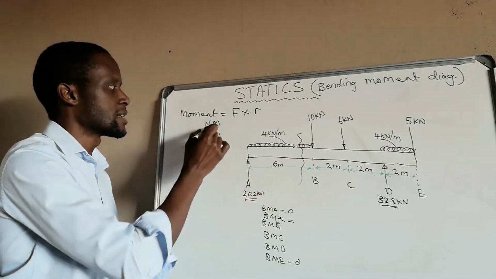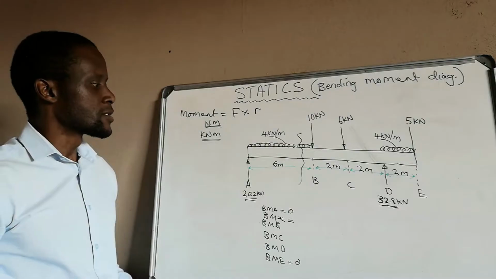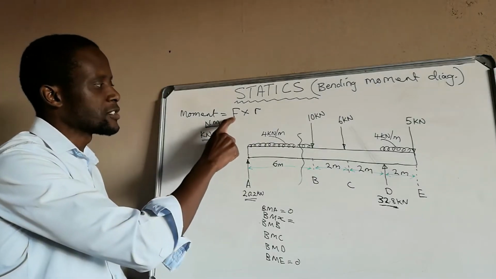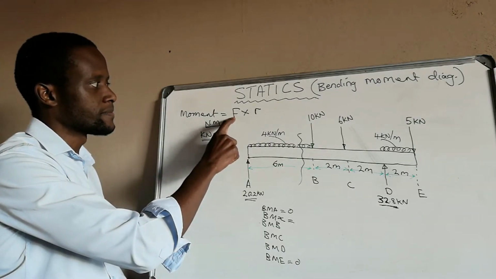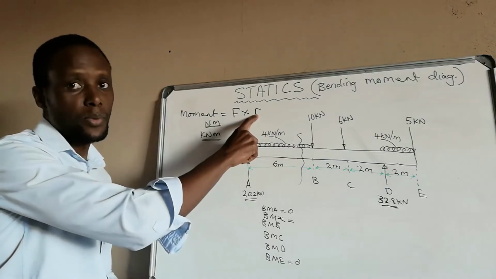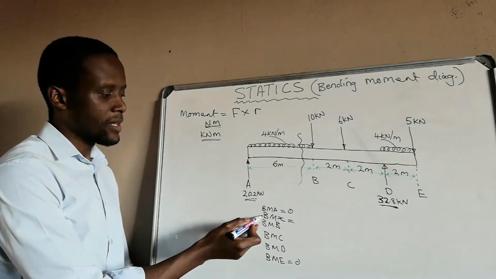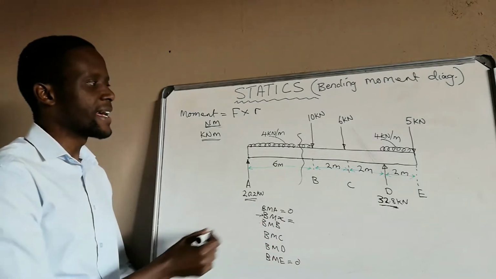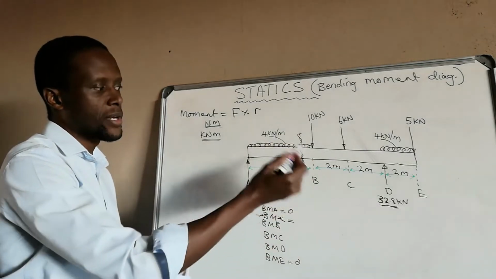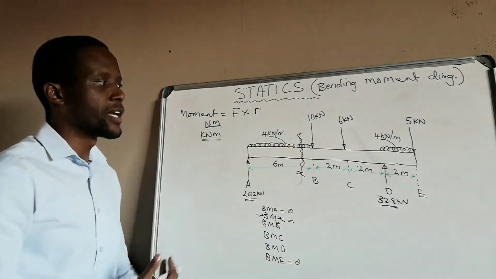We'll get kilonewton meters. So we will need to know how much force is acting there, and we'll need to know the distance to that point of each and every force. So if we start with our first calculation, bending moment at X, which I've said is somewhere along that point, we don't know exactly where.